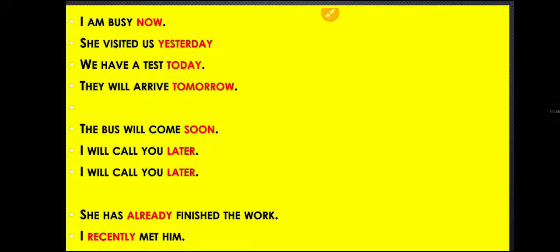I recently met him. My dear students, just look at the red colored words. They are describing, qualifying, and modifying verbs. Which are the verbs here? I am busy now: busy is the verb. In the second example, visited is the verb. In the third example, test is the verb. In the fourth example, arrive is the verb. In the fifth example, come. In the sixth example, call. In the seventh example, finished. In the last example, met. These are verbs, and the red colored words are adverbs.